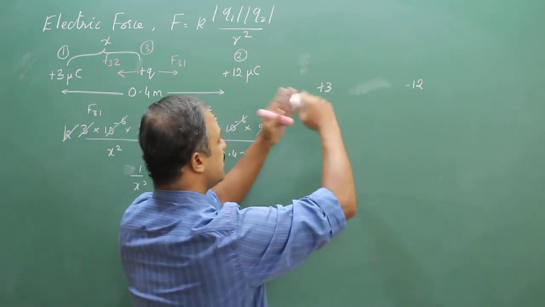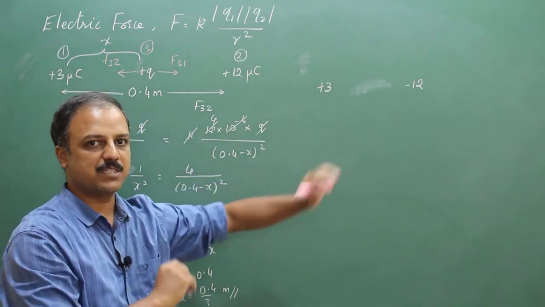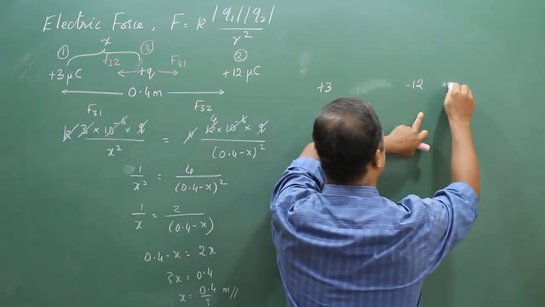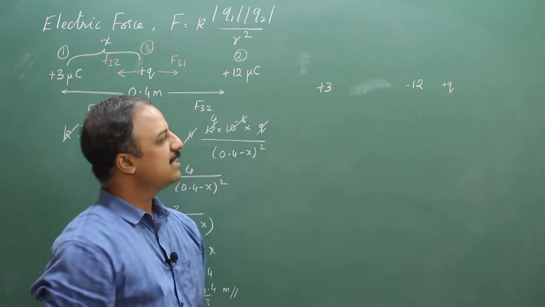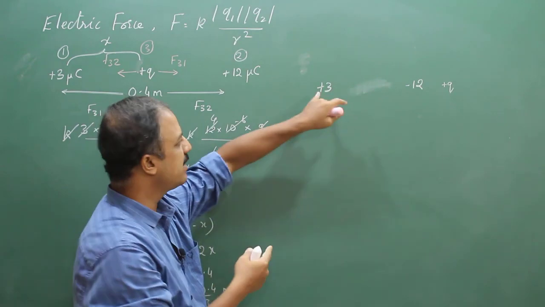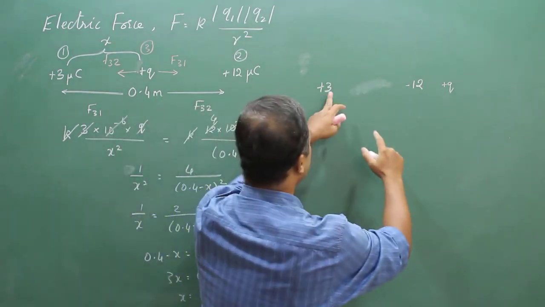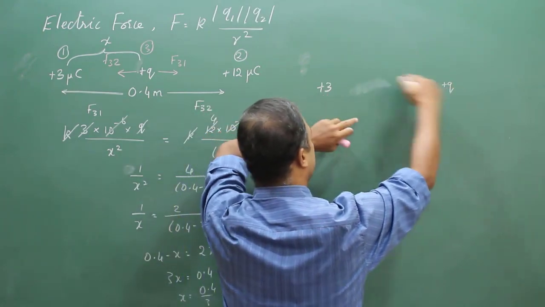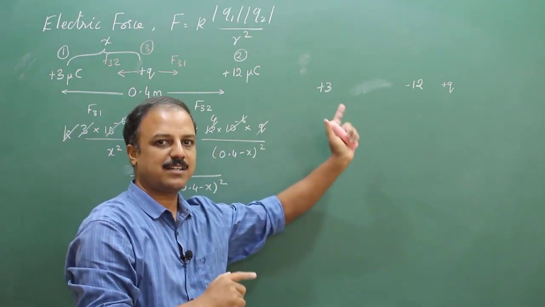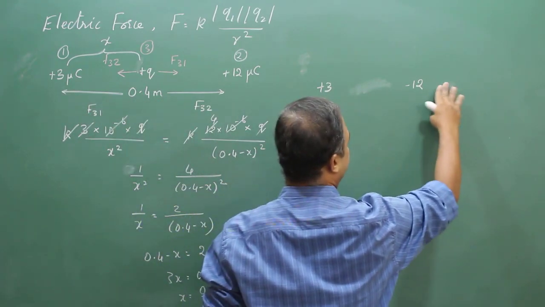You need to put the charge either towards plus 3 or minus 12. You need to find out where you need to place that charge. Now if you put it somewhere here, plus Q, you can see that the attractive force between minus 12 and Q is much greater than the repulsive force between 3 and Q, because here the magnitude is smaller and the distance is also larger. So the repulsive force exerted by 3 on Q will be much smaller than that attractive force. So it will never cancel out there. So this is also not possible here.